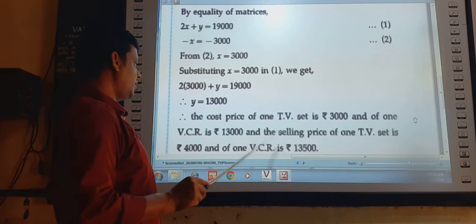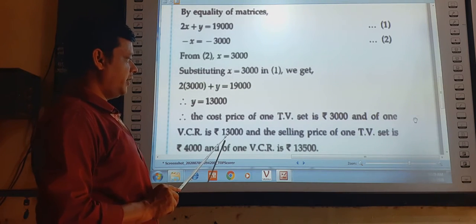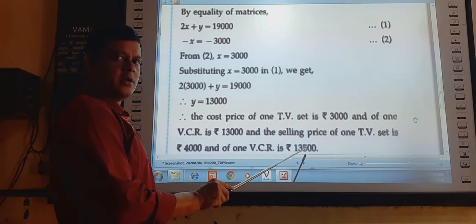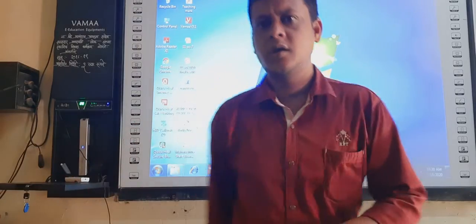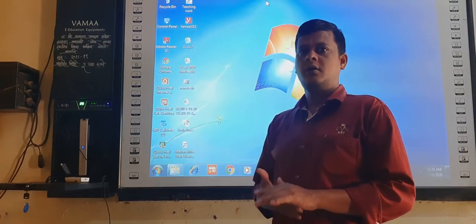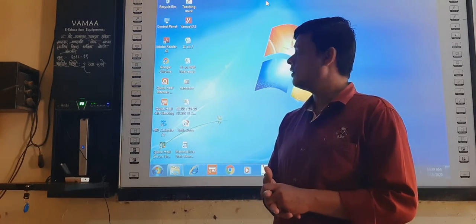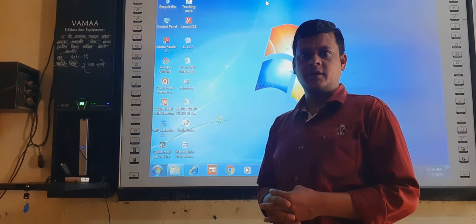Adding 500 in VCR, we get 13,500. In this way we solve this word problem. In this way we complete all the topics in this chapter.